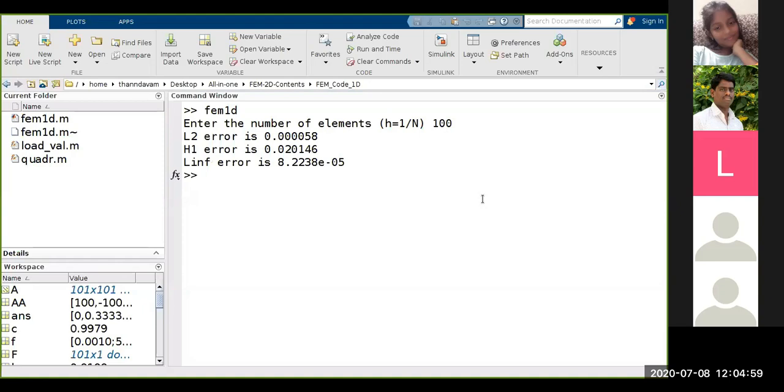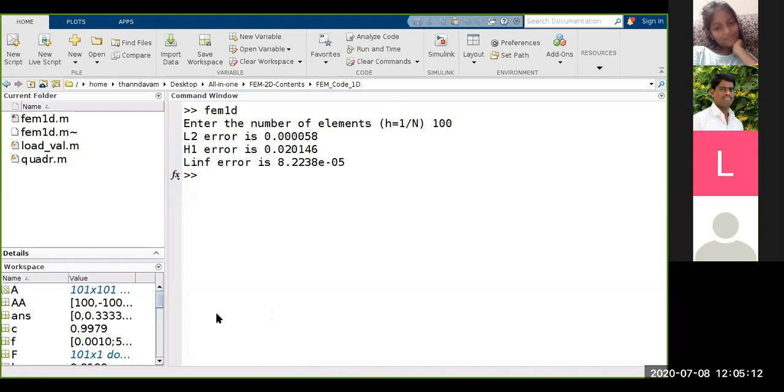So you got the plot of the solution. You see here, this is the plot of the solution. The black dotted line is the exact solution, and the yellow one is the numerical solution. Here you see that there is no difference between the exact and numerical solutions. This is only for graphical purposes.